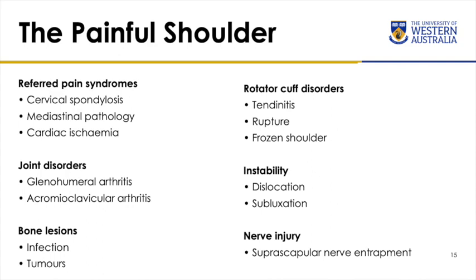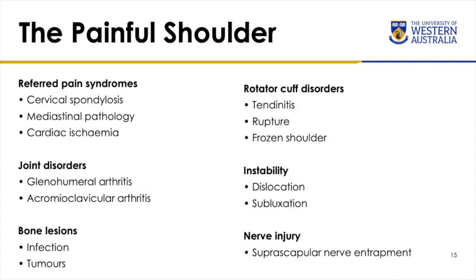Differential diagnosis of the painful shoulder. You must always consider referred pain syndromes: cervical spondylosis, mediastinal pathology, cardiac ischemia. Next, joint disorders, either glenohumeral arthritis or acromioclavicular arthritis. Bone lesions, which will include infection as well as tumours.